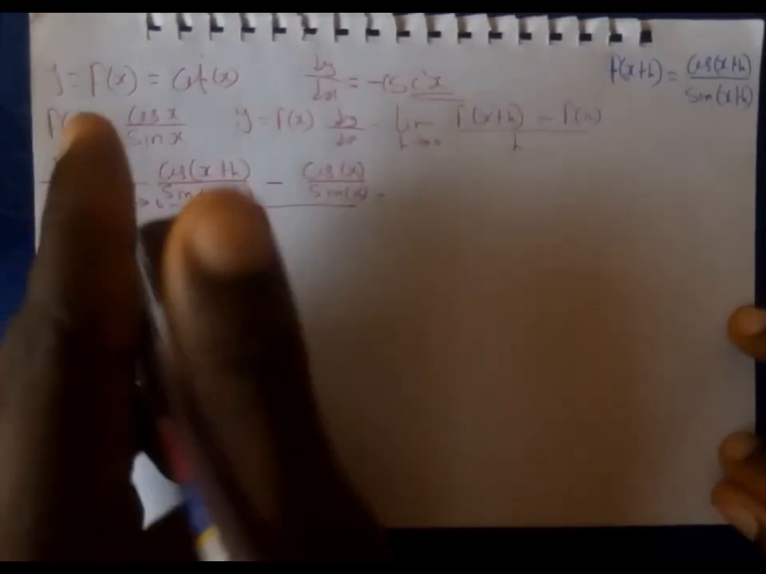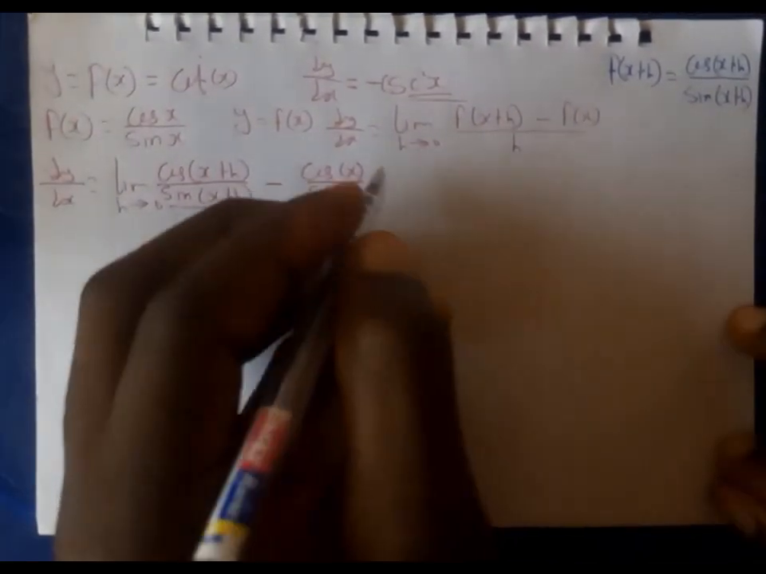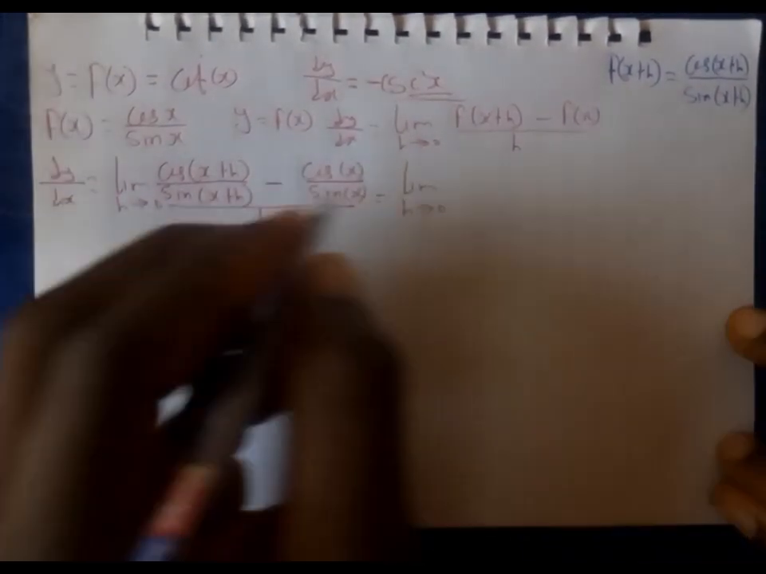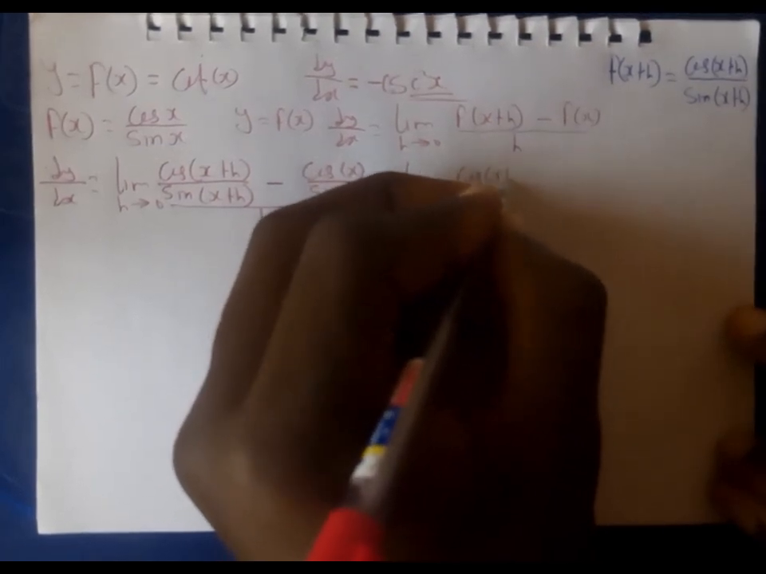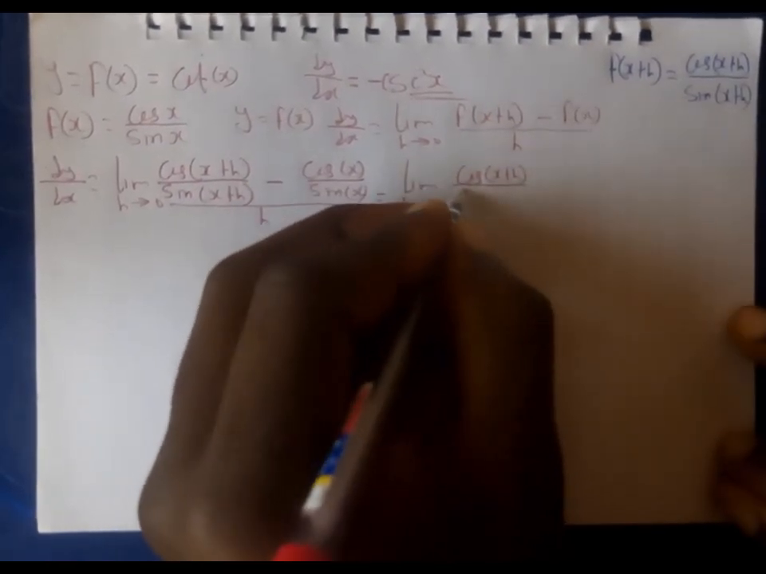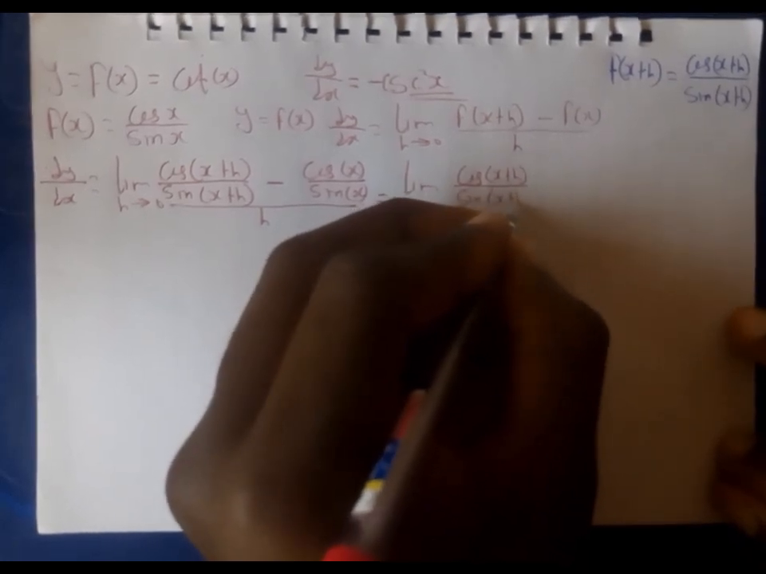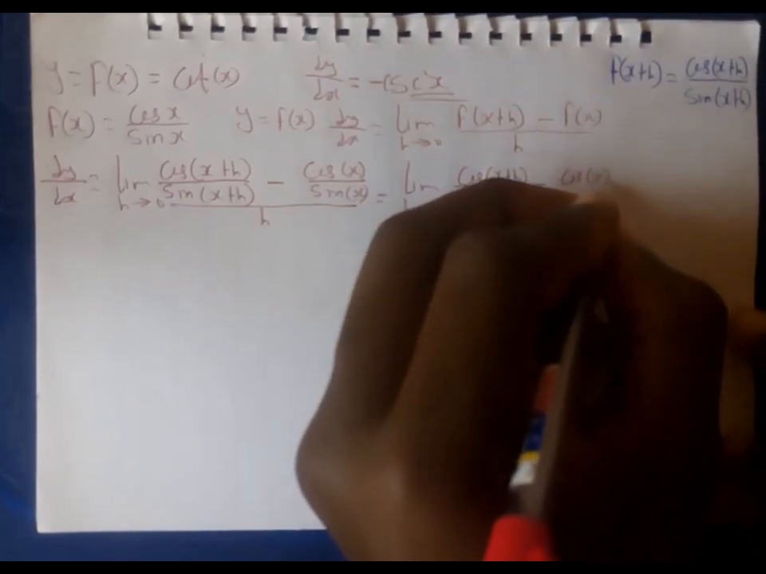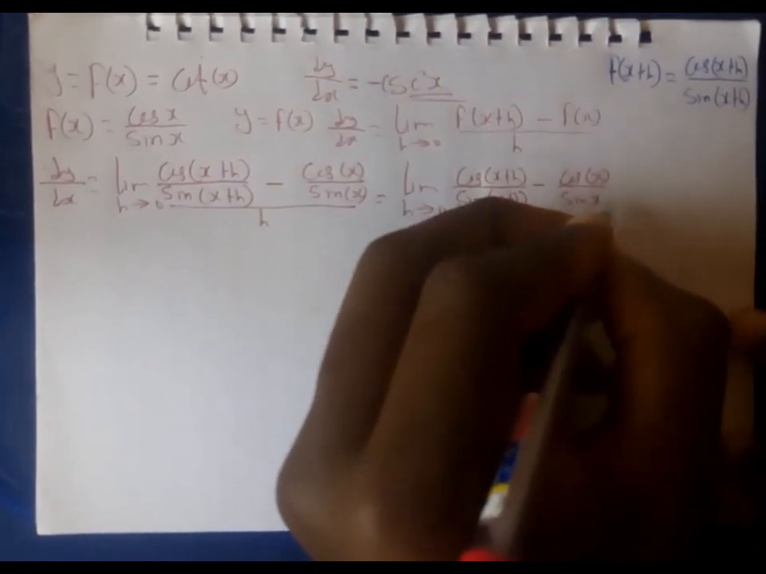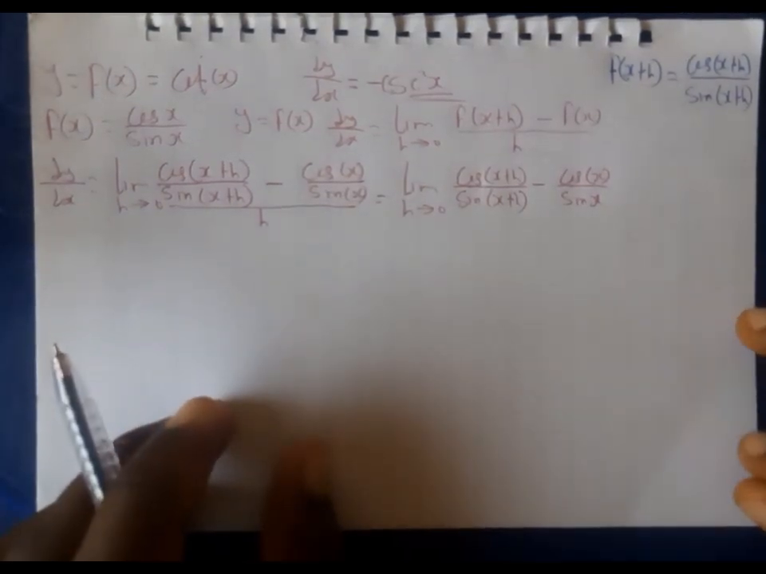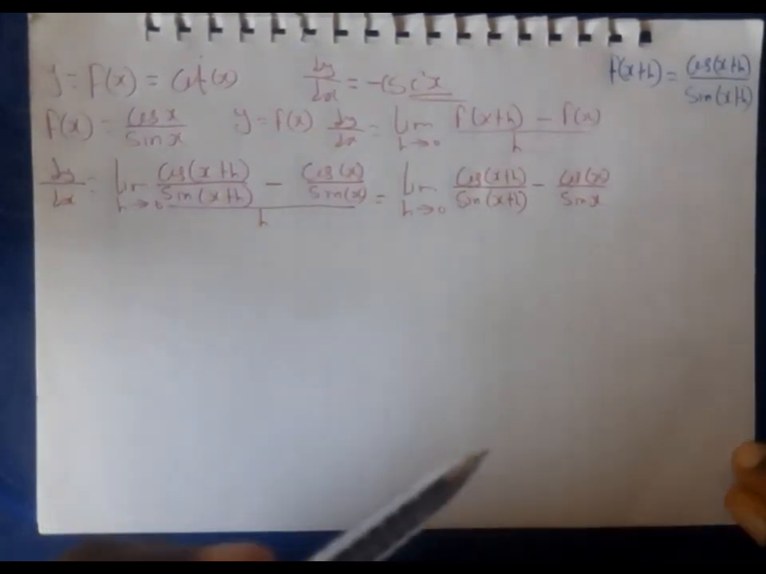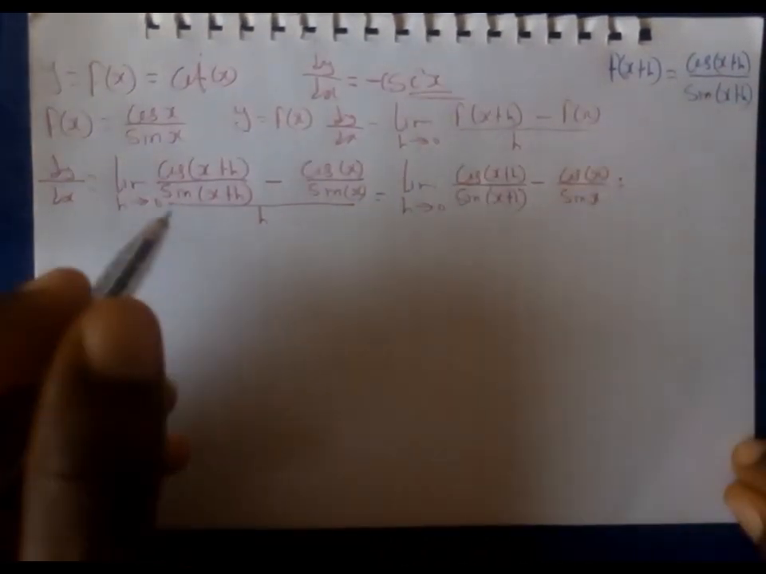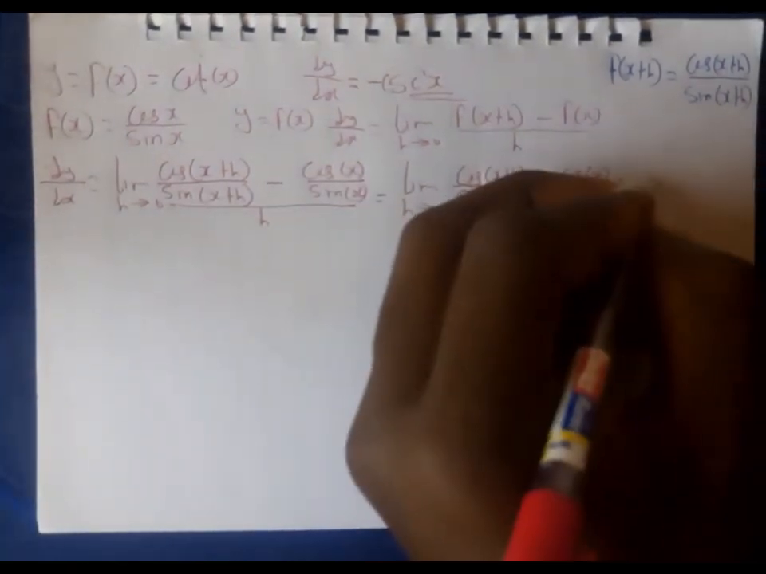So I'm keeping this and changing this long division to the regular one, the most often used. So we have dy/dx equals the limit as h approaches 0 of cosine x plus h over sine x plus h, minus cosine x divided by sine x. Okay, perfect. So right now, instead of the number line division, we have the regular one. Okay, the regular division. So we have divided by h.